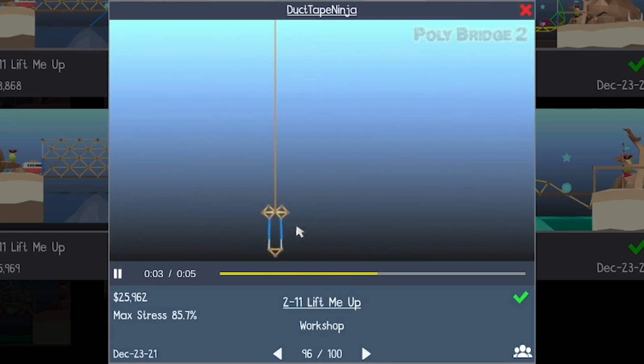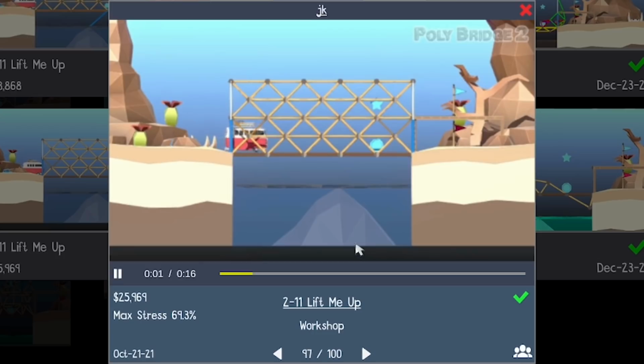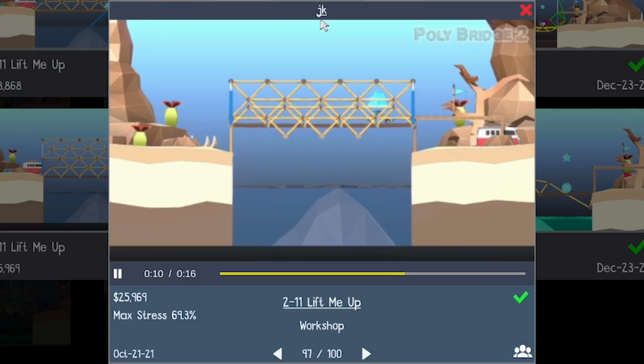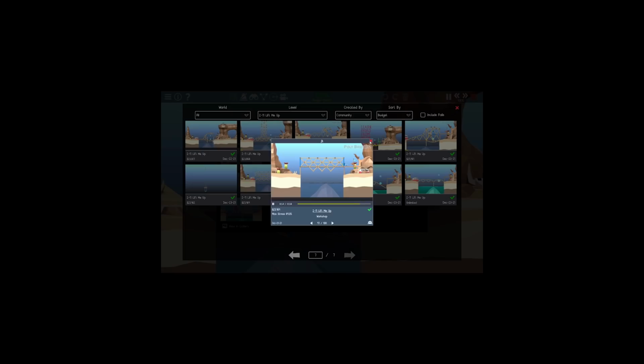Yes, duct tape ninja. Oh, it's extending. I love that that's the only replay that we see. Now, that's what you need to do, a bridge like this. This one, someone went mental with the trusses. I don't know if it was a joke or their name is just JK. But I probably would have done it that way when I first started Polybridge. But as you've just seen, I'm quite a pro at this now. I tend to use engineering a bit more.